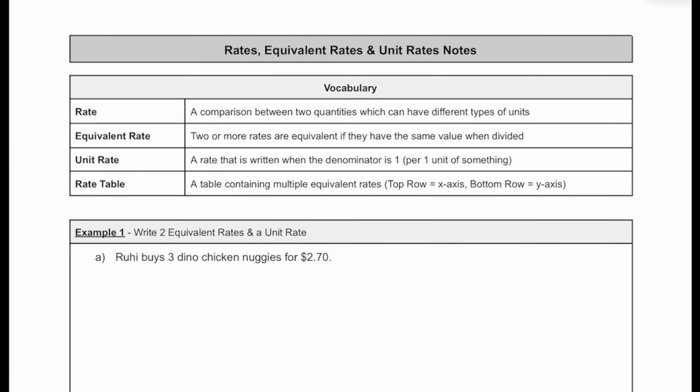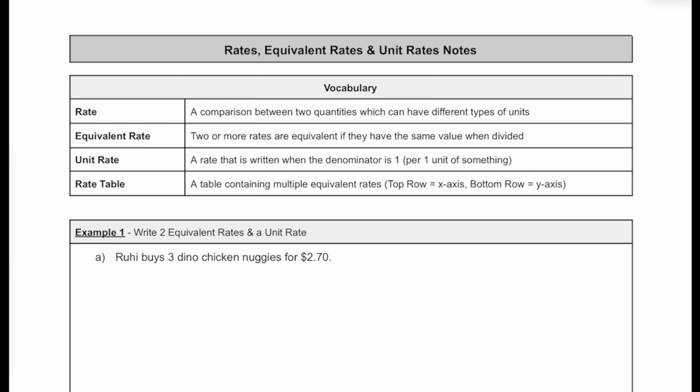In today's lesson, we're going to learn about rates, equivalent rates, and unit rates together. Now at this point, hopefully you've learned a little bit about ratios, so you know how to compare two different quantities or two different amounts of things. Now a specific type of ratio is going to be called a rate, where we compare two types of things with different types of units. And then we're going to talk about unit rates, which are an even more specific type of rate, which is just per one of one particular unit.